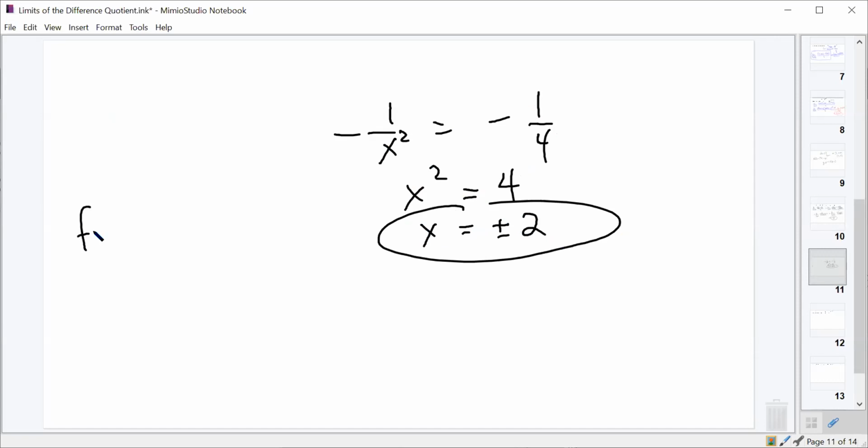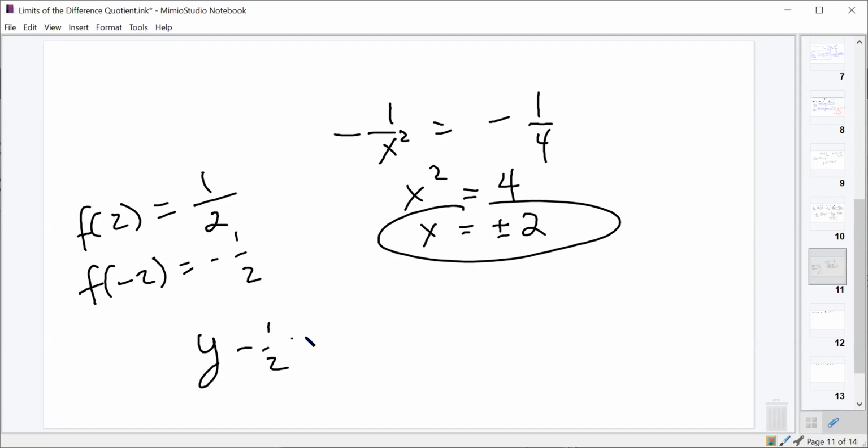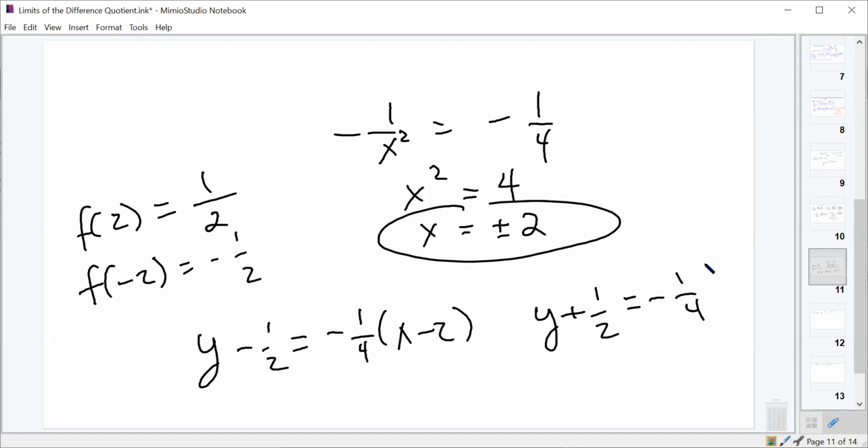So what's f of 2? It's just 1 over x, right? So it should be a half. And f of negative 2 should be negative a half. So y minus a half equals negative 1/4 times x minus 2, and y plus a half equals negative 1/4 times x plus 2 should be our two equations. Everybody agree with those?